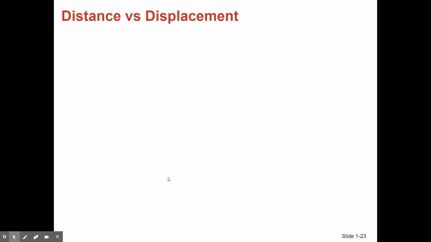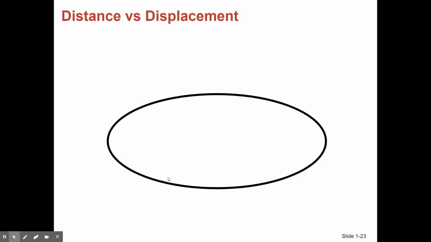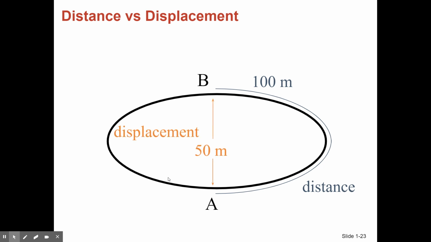Distance and displacement. So what's the difference here again? Here we have an oval, circular track. Here we have 2 positions, A and B. If I go from position A to position B along the track, I went 100 meters. That's my distance. But my displacement is how far I am from where I started. So if I start at A and I end at B, my displacement, how far I am from where I started, is just 50.